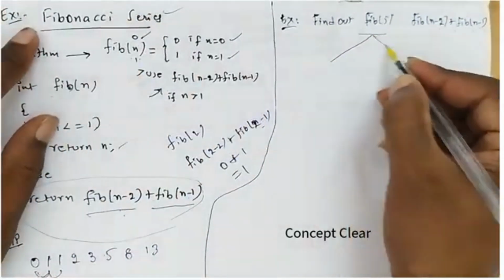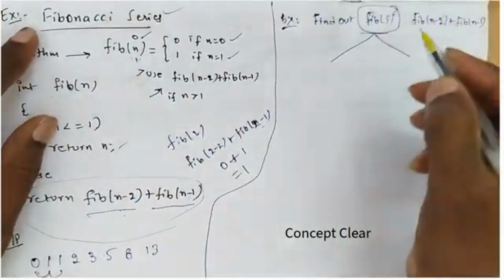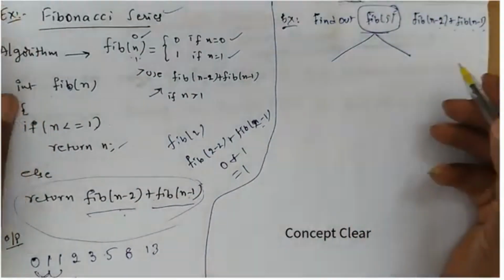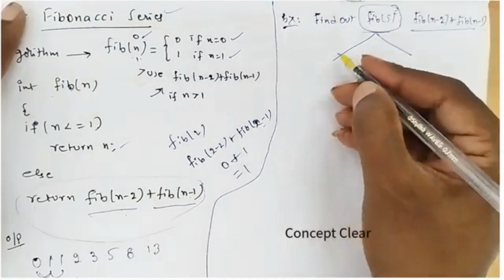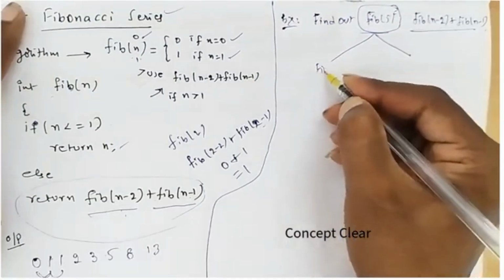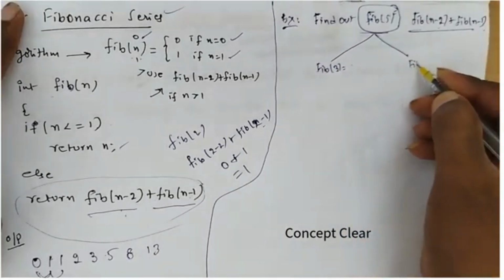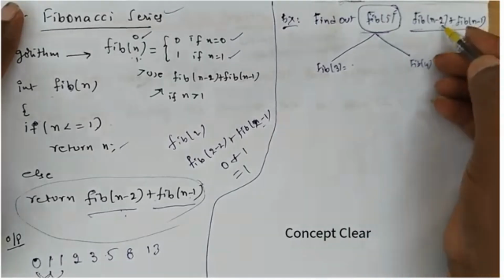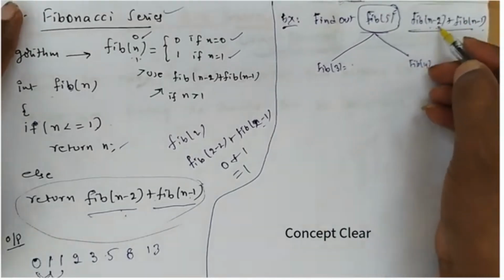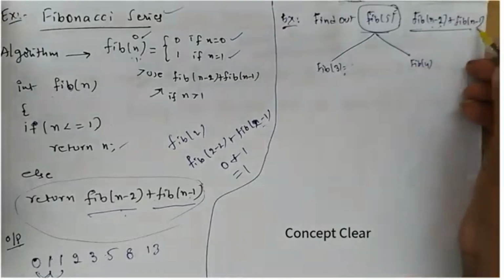So how are we splitting this problem? The problem is fib of 5. The problem has to be divided into subproblems. What is the solution here? Based on this logic, here I am taking fib of 3 and here fib of 4, because 5 minus 2 is 3 and 5 minus 1 is 4.